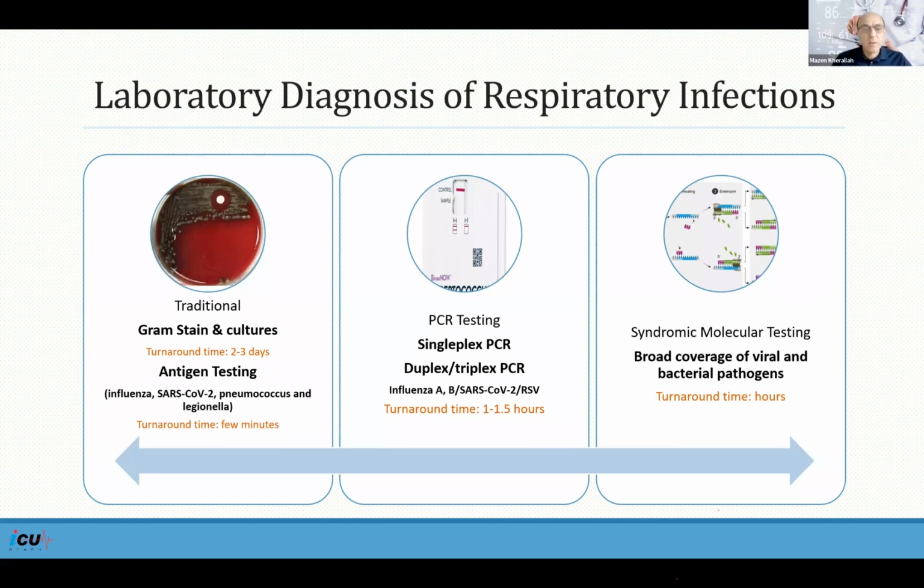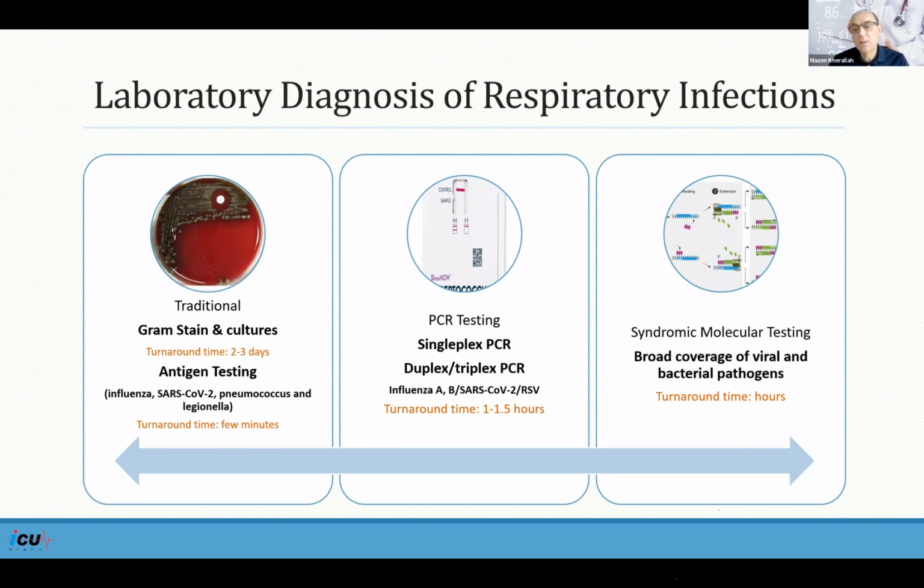for example. The gram stain cultures would take around 2-3 days to get the final results. Gram stain within a few minutes, and those antigen tests within a few minutes. You can use PCR testing, and you can use a single PCR that is targeting one organism. You can use triplex PCR, such as the test available for influenza A, B, SARS-CoV-2, and RSV. So those usually you get the results within maximum 1.5 hours.